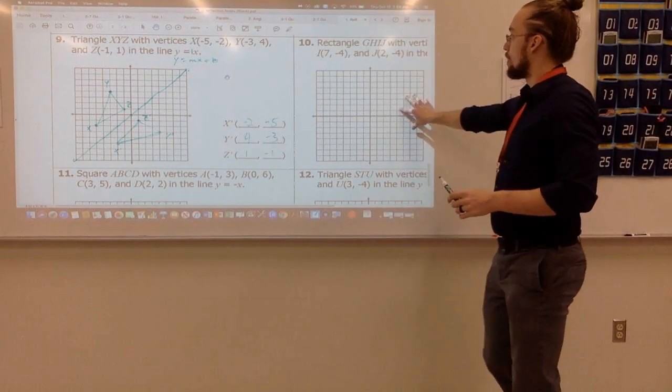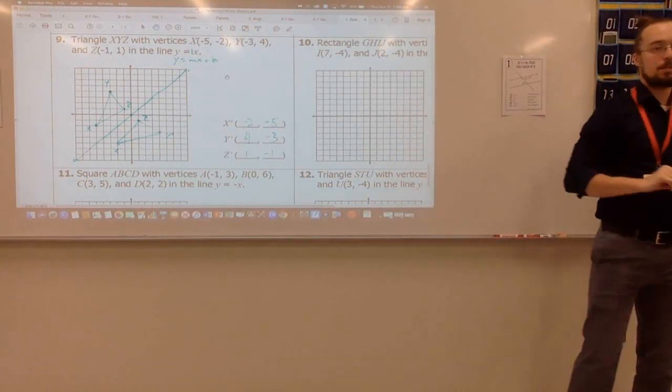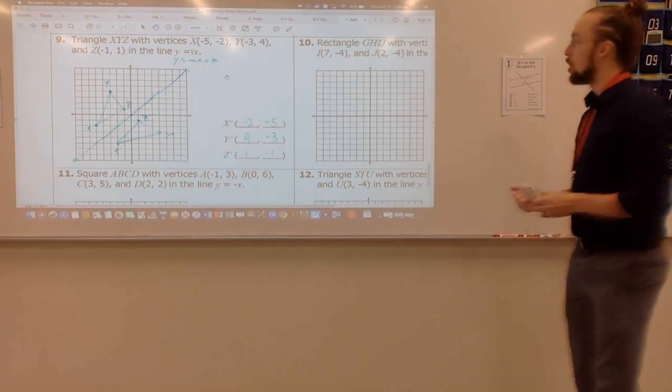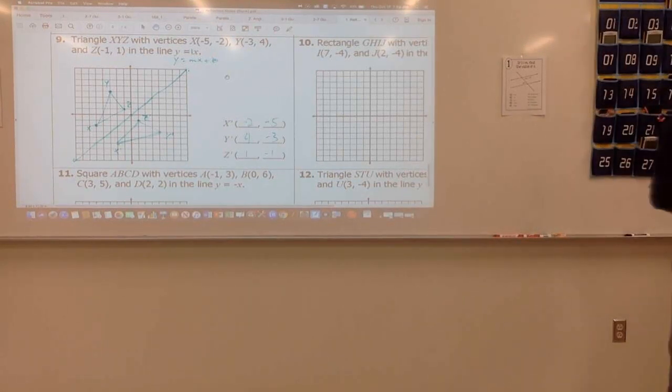Okay, so go ahead and try number 10. Okay, number 10 is the same idea. We're reflecting across the line y equals x.